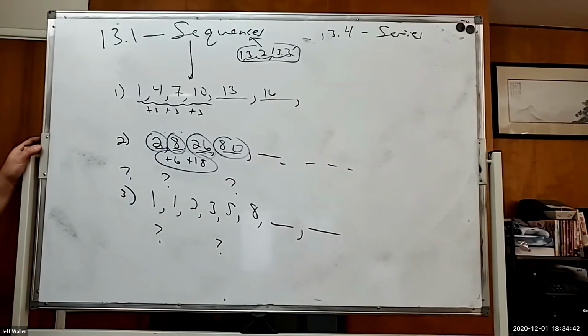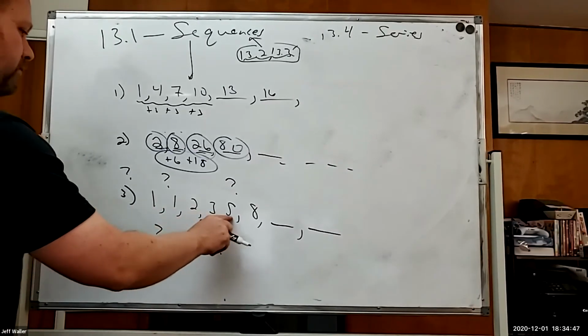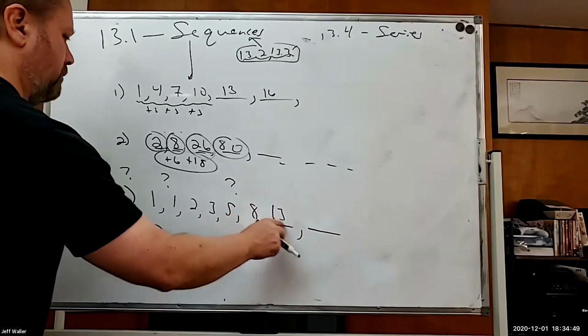Are you adding the first 2 numbers together? Yes. 1 plus 1 is 2. 1 plus 2 is 3. 2 plus 3 is 5. 3 plus 5 is 8. 5 plus 8 is 13. 8 plus 13 is 21.